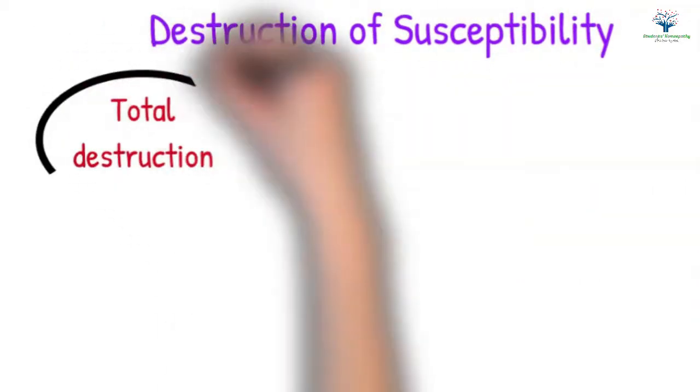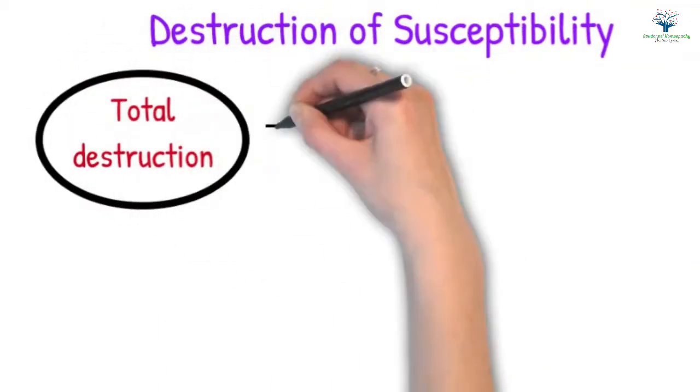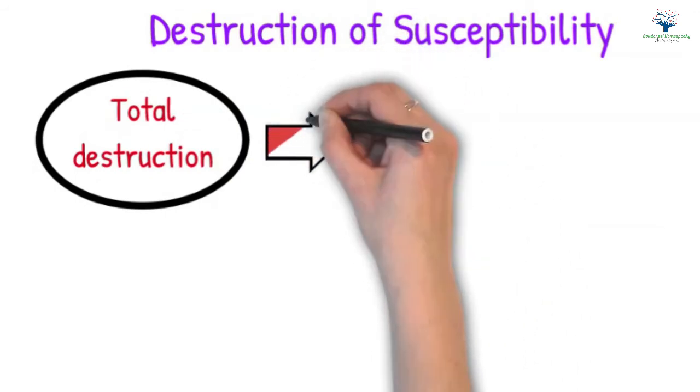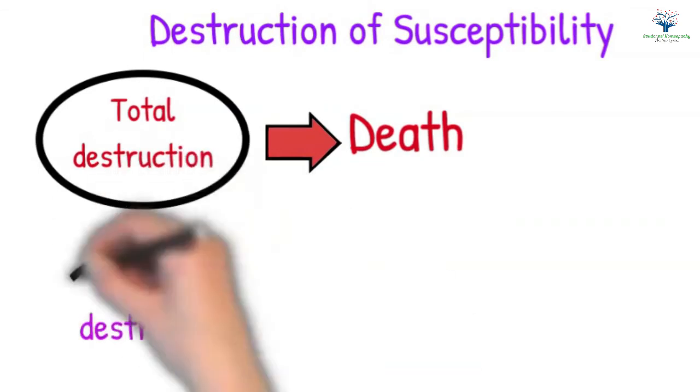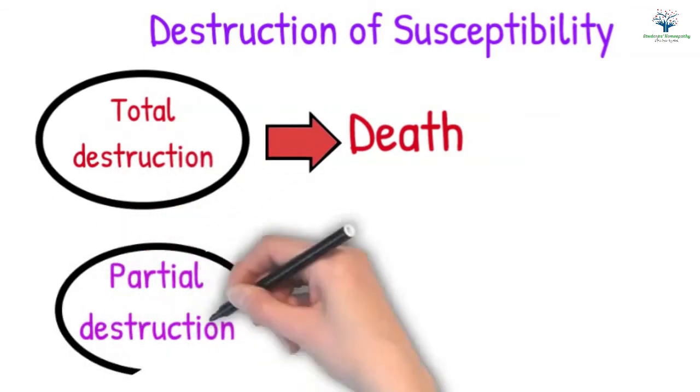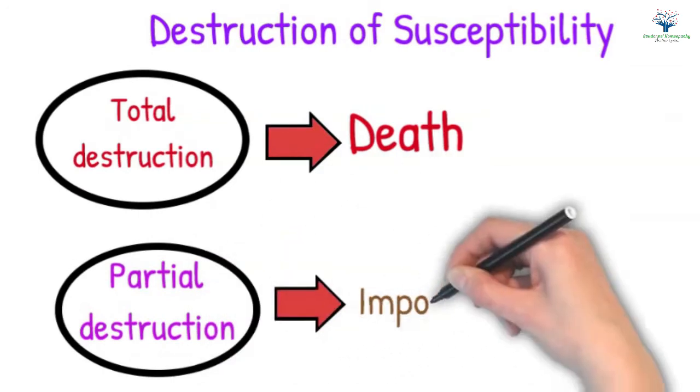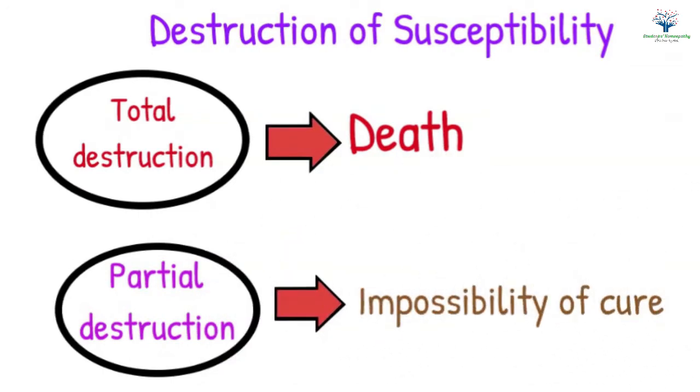Roberts mentions that the total destruction of the reactivity of the body, or susceptibility, means death. Partial destruction or serious impairment may render the patient a chronic invalid with the impossibility of cure. He mentions here two methods: immunization, especially passive immunization, and the use of antiseptics, which decrease or destroy susceptibility.